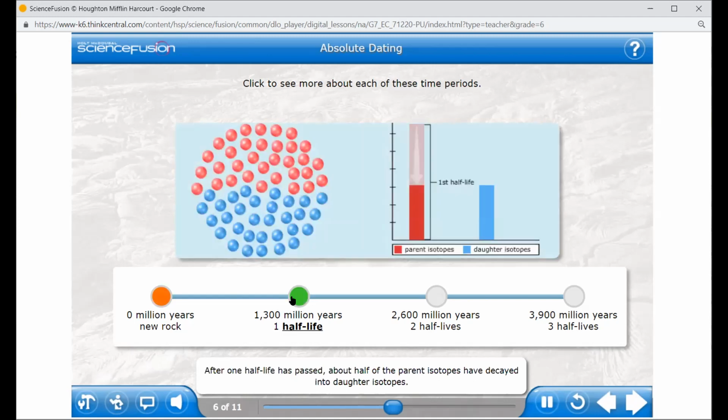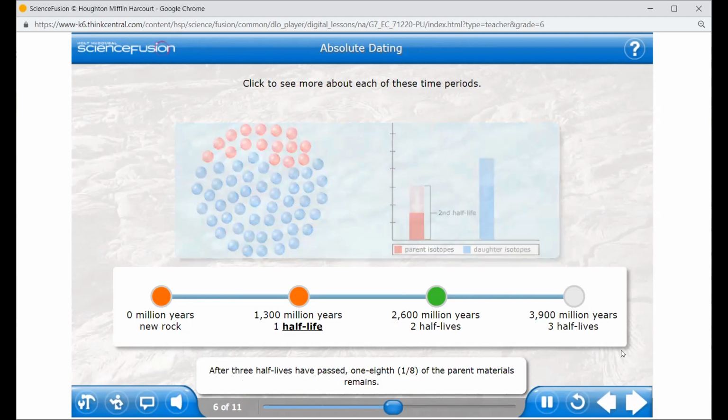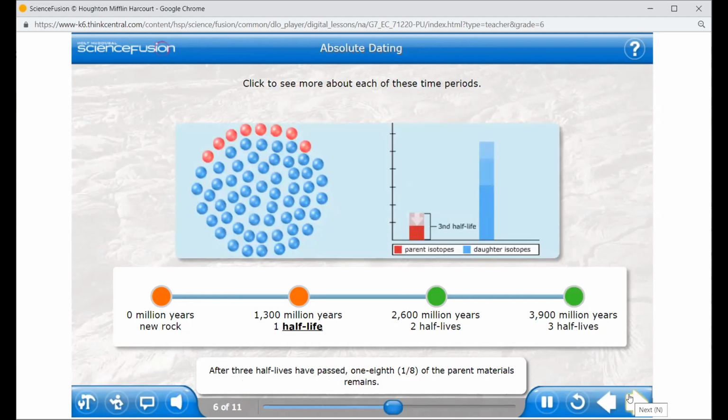After one half-life has passed, about half of the parent isotopes have decayed into daughter isotopes. How many parent isotopes do you think will be left after another half-life passes? 2 half-lives have now passed, and there are only 16 parent isotopes left, which is 1/4 the original number of parent isotopes. After 3 half-lives have passed, 1/8 of the parent materials remains.